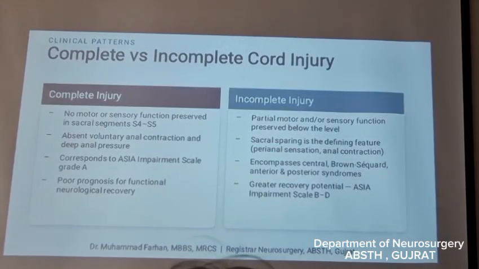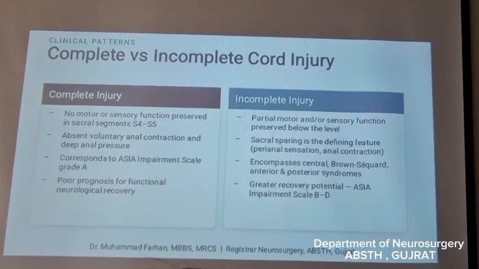Then we can classify acute traumatic spinal cord injury on the basis of the severity of injury or the involvement of the spinal cord. It can be described as complete injury and incomplete injury. Complete injury is one in which there is complete transection or complete damage of the spinal cord. There is no motor or sensory function preserved below the level of the lesion, and there is absent voluntary anal contraction and deep anal pressure. It corresponds to ASIA Impairment Scale grade A, and has a poor prognosis for functional and neurological recovery.